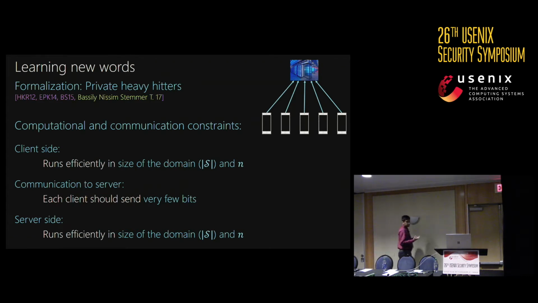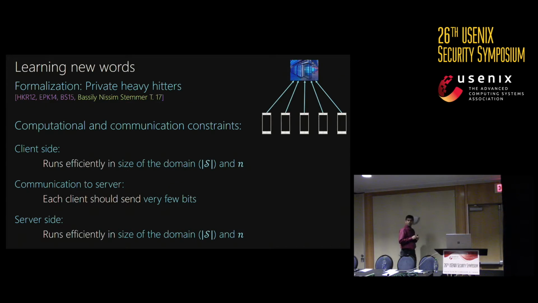The communication from the client to the server has to be efficient. It should send very few bits. First of all, communication is expensive, it is time consuming, and it also uses people's data bandwidth. Similarly, the server-side computation is also an important concern because you want to produce these outputs in reasonable time. In particular, if you want to catch a trend during an election, it is no use to produce the output after 1 month.